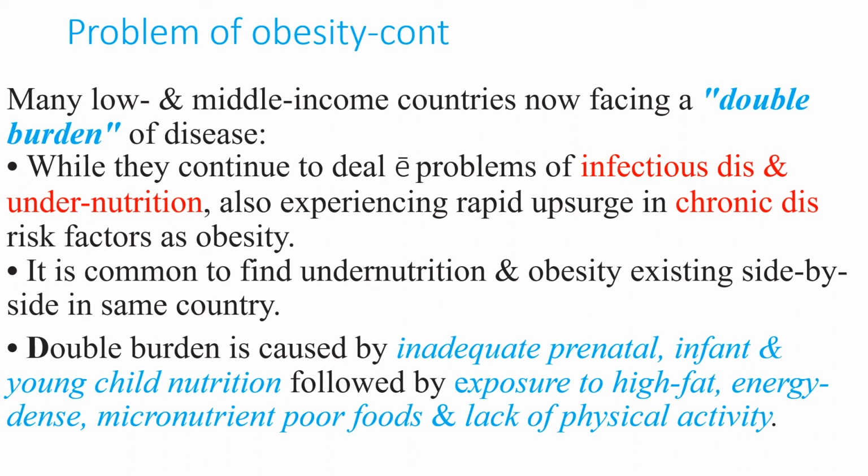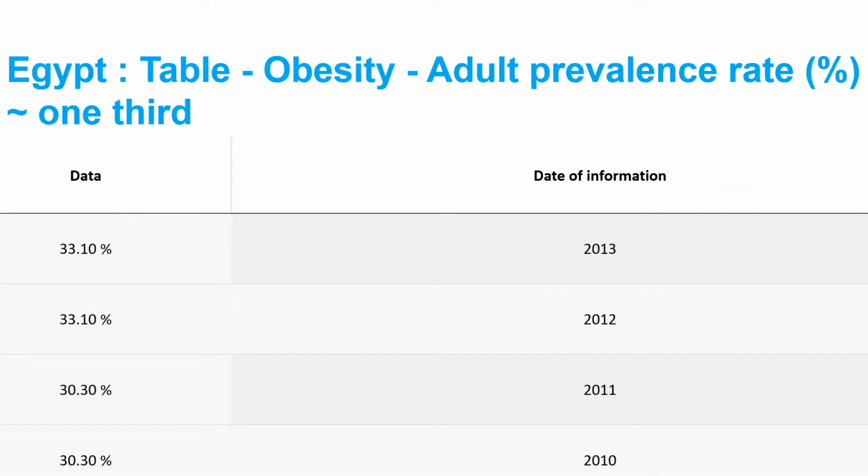The double burden is caused by inadequate prenatal, infant and young child nutrition, followed by exposure to high-fat, energy-dense diets, micronutrient-poor foods, and lack of physical activity. In Egypt, this table shows the adult obesity prevalence rate is about one-third, in 2013.